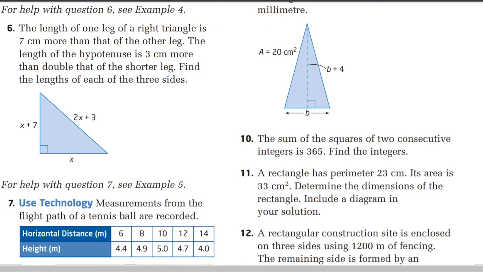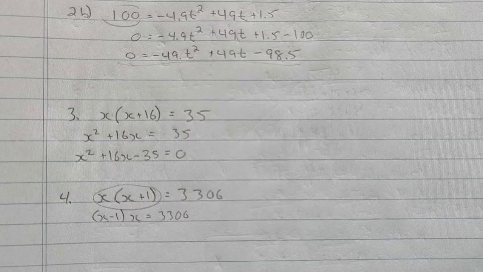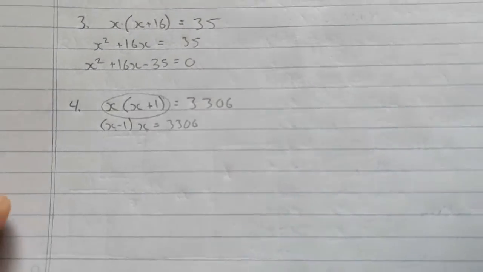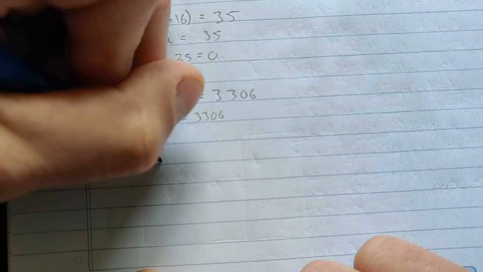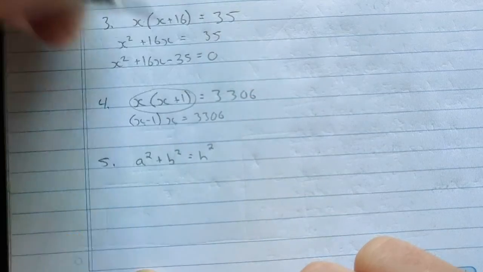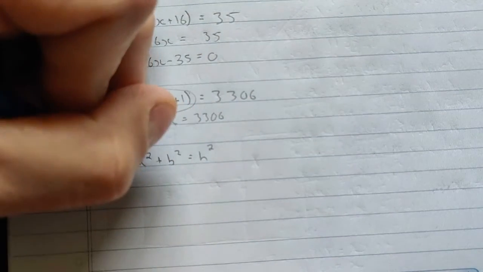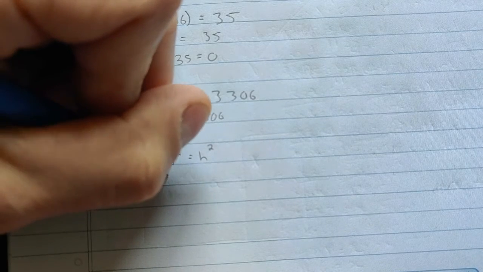And you can use the idea that you're finding the lengths of each of the three sides. So we need to relate these somehow. The only formula that we've worked with that relates the sides of a right triangle is the Pythagorean Theorem. So we use the Pythagorean Theorem, which is a squared plus b squared equals the hypotenuse squared. And so we have x squared plus x plus 7 squared equals the hypotenuse, which is 2x plus 3 squared.